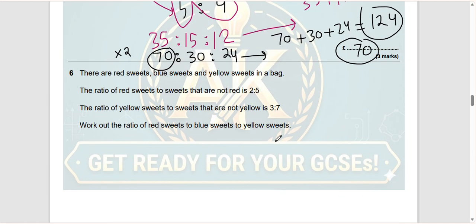Okay, let's go for the next question. That's going to be the last question for us in this video. So there are red sweets, blue sweets, and yellow sweets. Let's make a ratio table. I'm going to use R for red, B for blue, and Y for yellow.